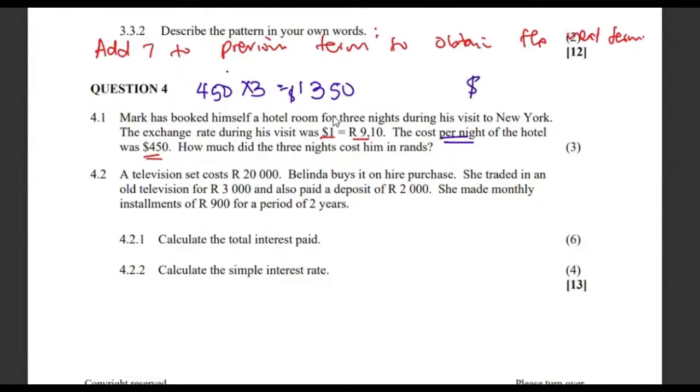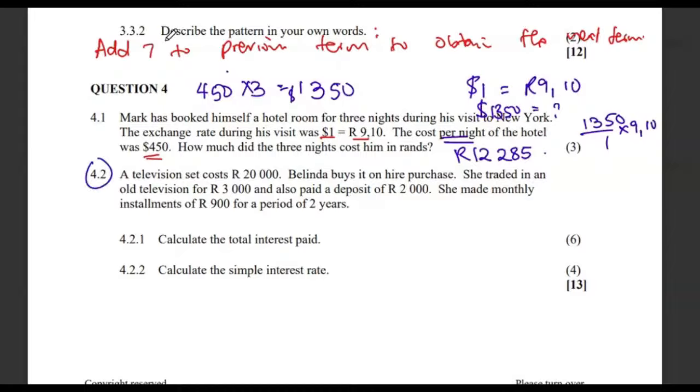But if $1 is 9 rands and 10 cents, then how about $1,350? So we're going to say 1,350 over 1 multiplied by 9,10. So this guy is going to spend a whopping 12,285 rands altogether. All right, then 4.2. Okay, so let's leave Mark, who is living large for 3 nights, paying that much.